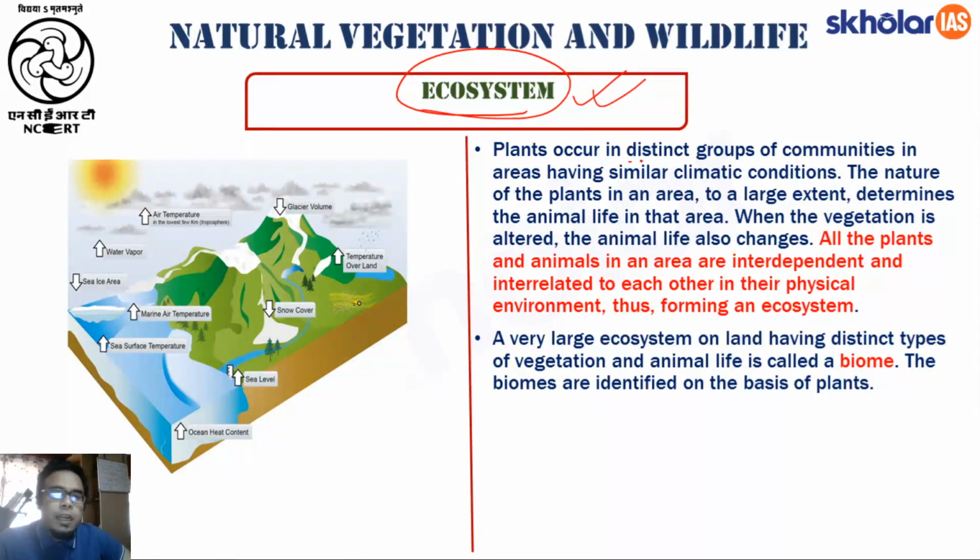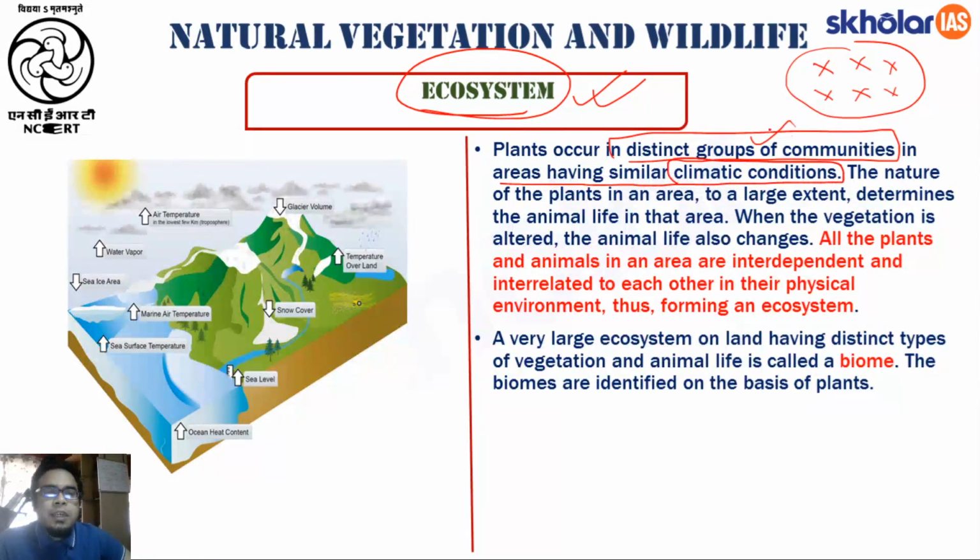Now, plants occur in distinct groups of communities. So if there is an area, here we will have a group of communities of plants, right? A distinct group of communities, right? Then plants occur in distinct groups of communities in areas having similar climatic conditions. Now suppose in this particular region the climatic conditions are uniform. All right, if the climatic conditions are uniform, meaning in these areas the type of plant group or the type of natural vegetation that we will see will also be a distinct group of community, right?